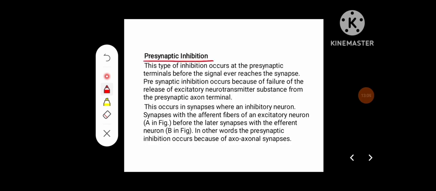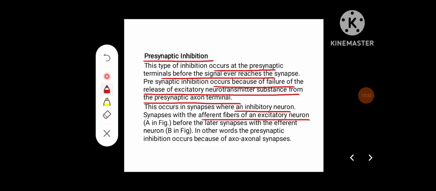Presynaptic inhibition. This type of inhibition occurs at the presynaptic terminals before the signal ever reaches the synapse. Presynaptic inhibition occurs because of the failure of the release of excitatory neurotransmitter substance from the presynaptic axon terminal. This occurs in synapses where an inhibitory neuron synapses with the afferent fibers of an excitatory neuron before the latter synapses with the efferent neuron. In other words, presynaptic inhibition occurs because of axo-axonal synapses.